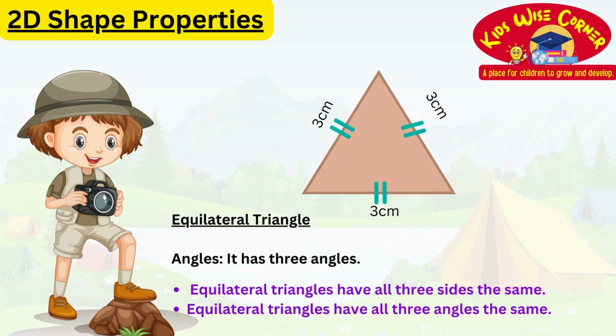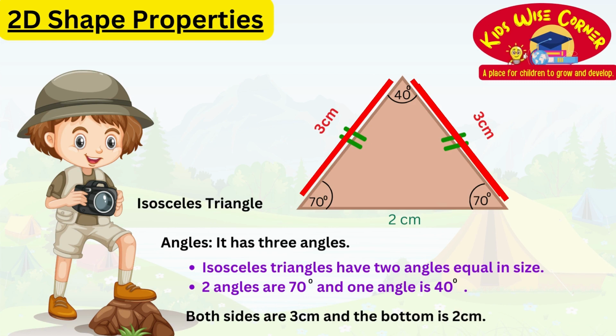The first type of triangle is equilateral triangles. They have all 3 angles the same. As shown, all the sides are 3 centimeters. The next type of triangle is the isosceles triangle. Isosceles triangles have 2 angles equal in size. Both sides are 3 centimeters and the bottom is 2 centimeters.